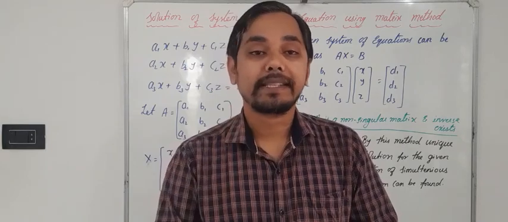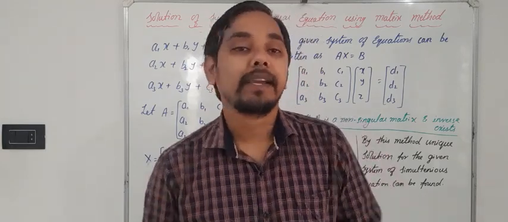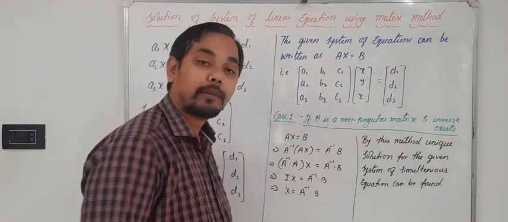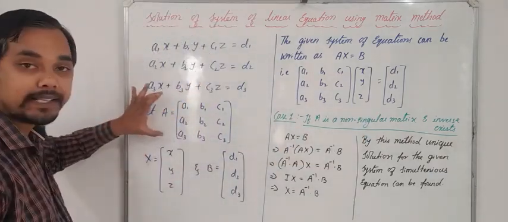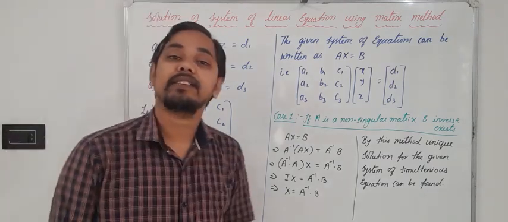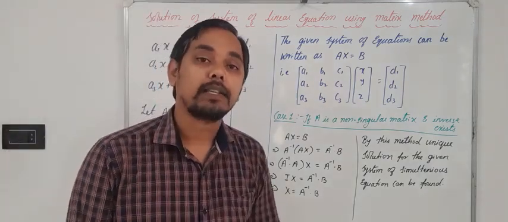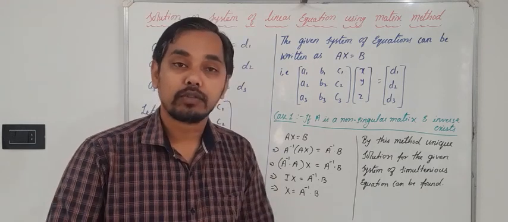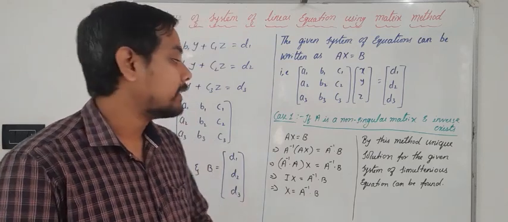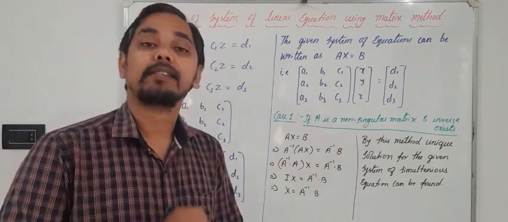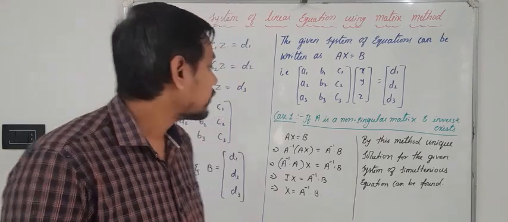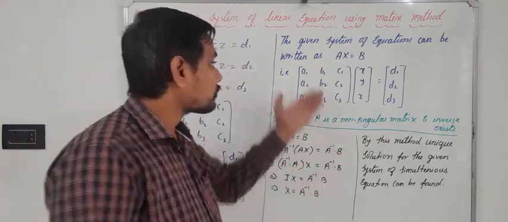There are two cases, we will study them case by case. Case 1: if A is a non-singular matrix. What is the meaning of non-singular matrix? Determinant is not equal to 0. When the determinant is not equal to 0, definitely its inverse exists. We know that very well. When the determinant of any matrix is not equal to 0, then definitely the inverse will exist for that.